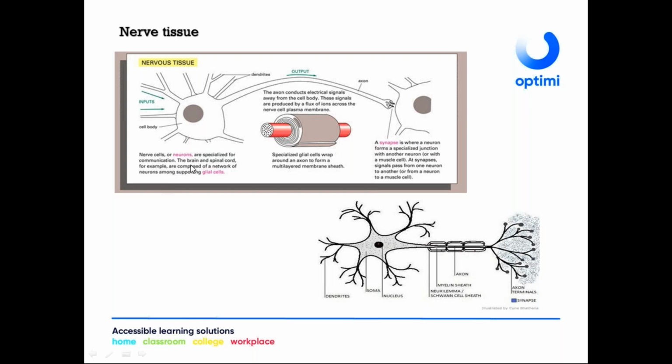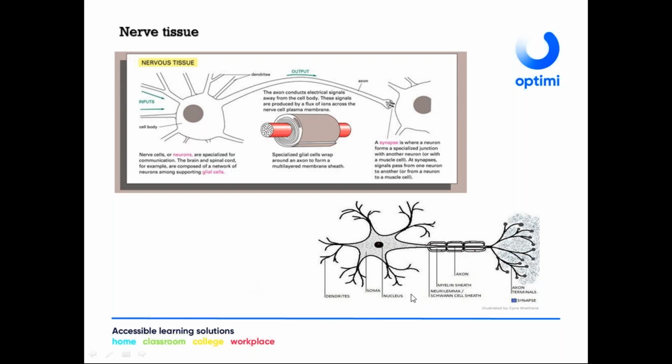Okay, the brain and the spinal cord, for example, are composed of a network of neurons. This is all responsible for communication from the external environment to the internal environment. This is a typical structure of a neuron, responsible for the transportation of information collected from the external environment, be it hearing something, tasting something or feeling something. These neurons are responsible for transporting the impulses or messages that were collected by your sensory organs from the external environment to your brain for further processing.